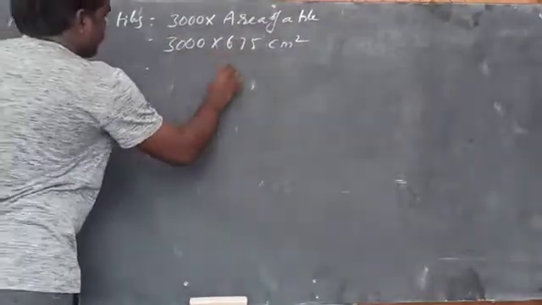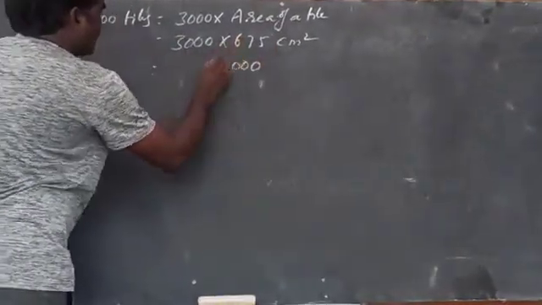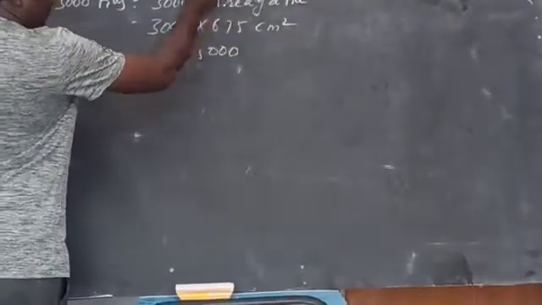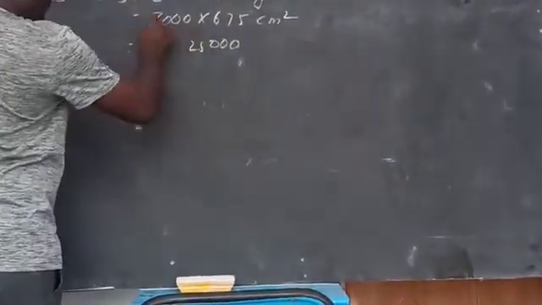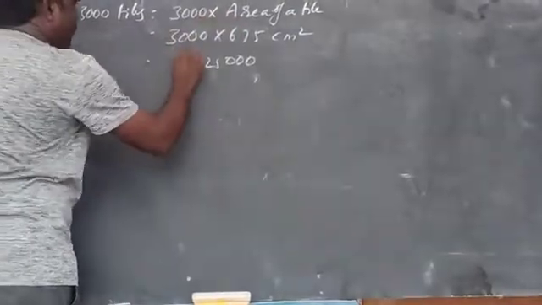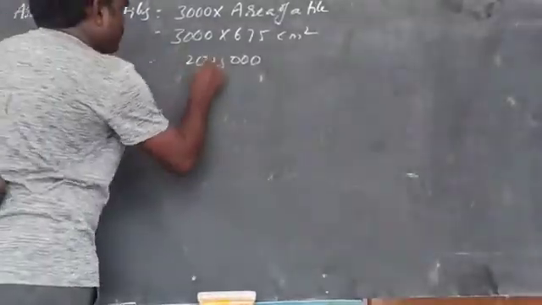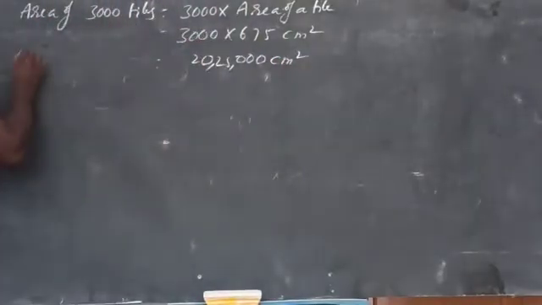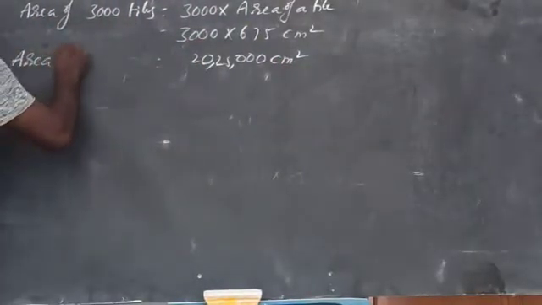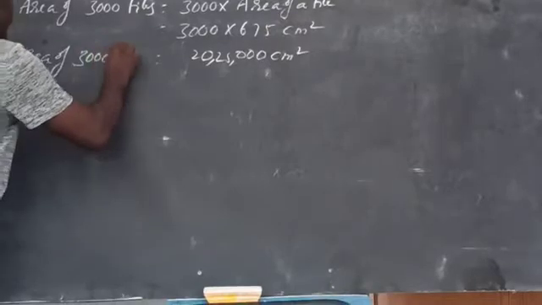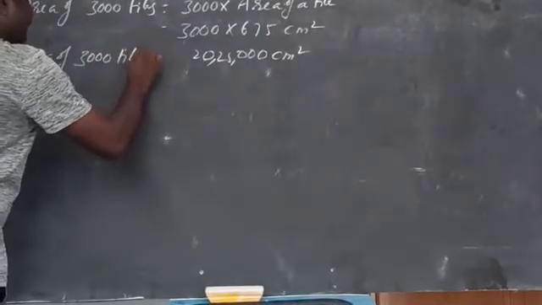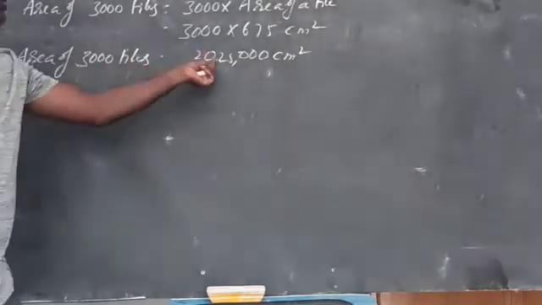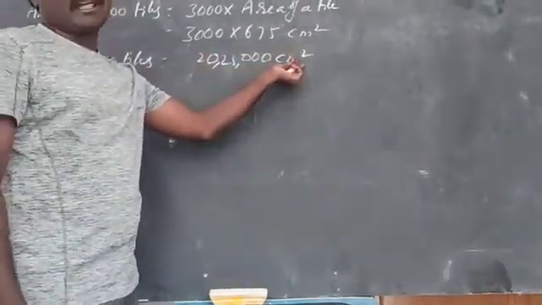So 0 0 0, 3 times 5 is 15, 3 times 7 is 21, 21 plus 1 is 22, 3 times 6 is 18, 18 plus 2 is 20. So 20 lakh 25,000 centimeter square. So area of 3000 tiles is equal to 20 lakh 25,000 centimeter square.